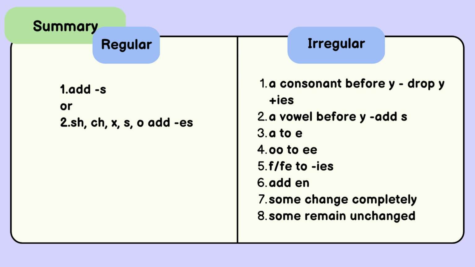Next, if a word has a letter y at the end, but has a vowel before the y, we simply add s. Some words we change the vowel, the a to e, like man to men. The double o to double e, foot, feet. If a word ends with f or fe, we drop the f and fe and replace it with ves. Some nouns we add en at the end, like child, children. Some words change completely, mouse, mice. And some words do not change at all, like fish and fish.